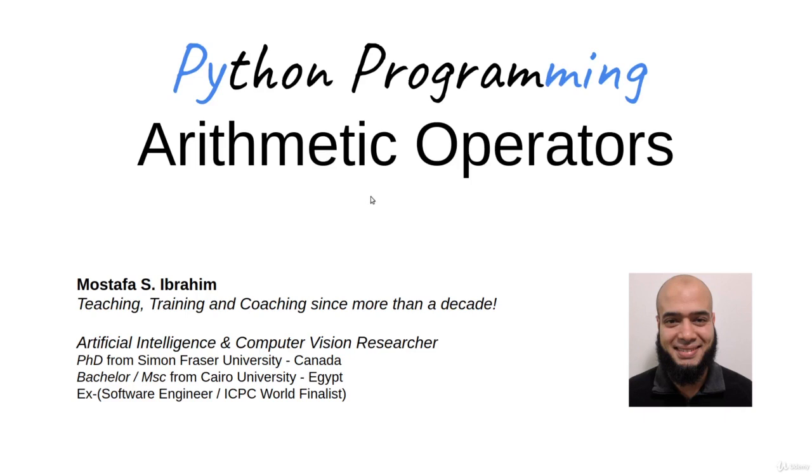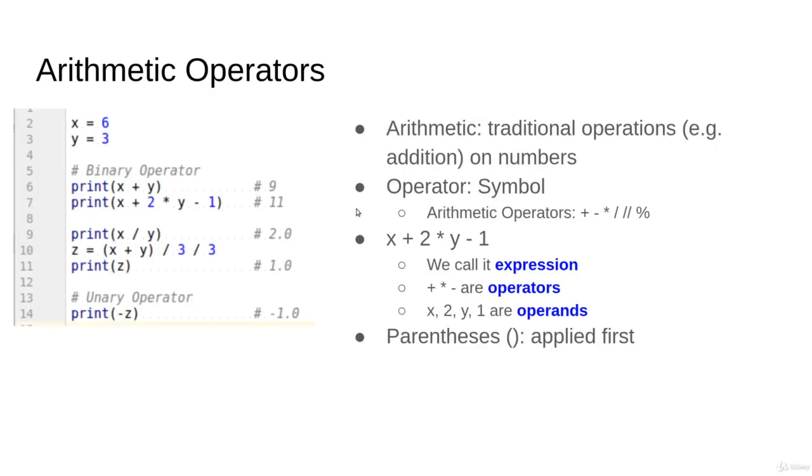The focus of this section is operators. Operators are a fundamental part of any programming language, and they share a lot of properties between different languages. We will start by focusing on the arithmetic operators. Arithmetic refers to the traditional math operations like addition, subtraction, and so on.